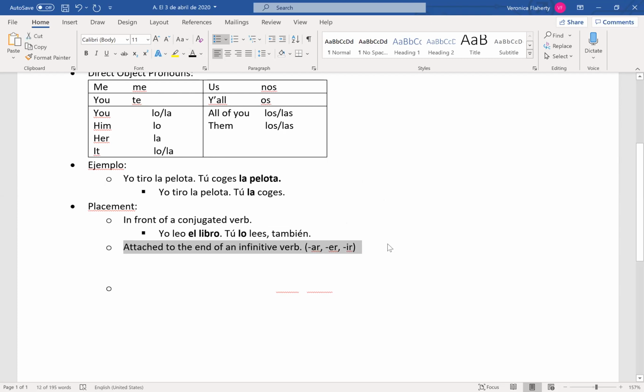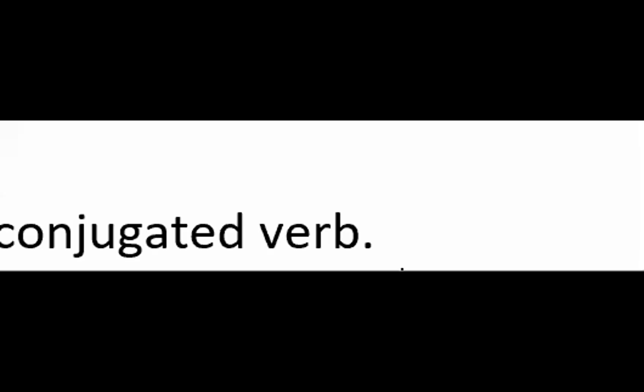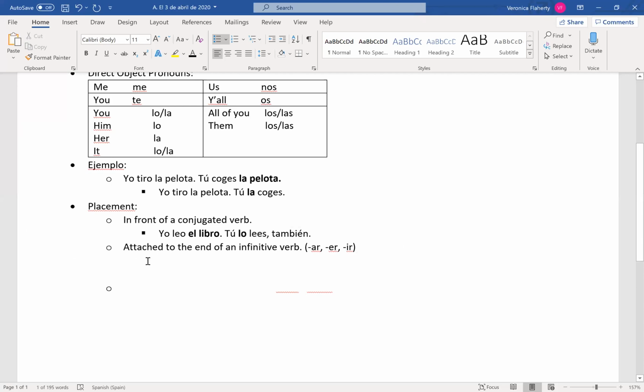We can attach it directly to the end of an infinitive verb. And just as a reminder, infinitive verbs end in AR, ER, or IR. They haven't been changed yet. So like leo and lees are conjugated, but the infinitive verb would be leer. So we have, I am going to read the book and you're going to read it too. Yo voy a leer el libro y tú vas a leerlo también. So we can attach our direct object pronoun right to the end of an infinitive verb.